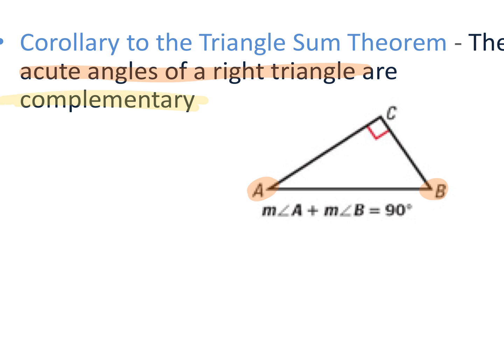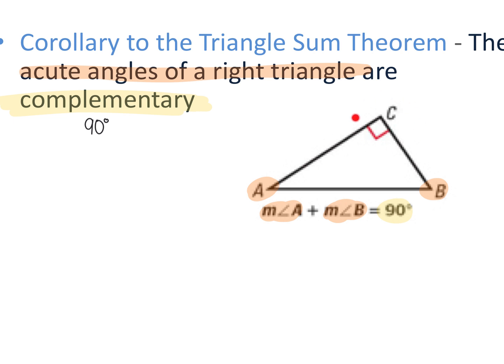What does complementary mean? Adding two angles to equal 90 degrees. Complementary is 90 degrees. So please pay attention to this one. If I'm adding the measure of angle A plus the measure of angle B, it will always equal 90 degrees. Keep in mind, understanding what this means.